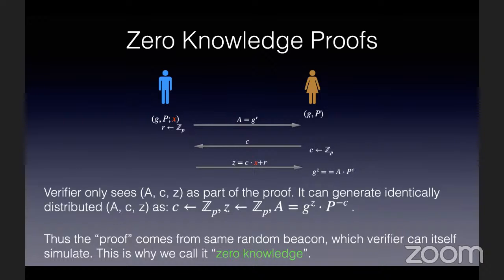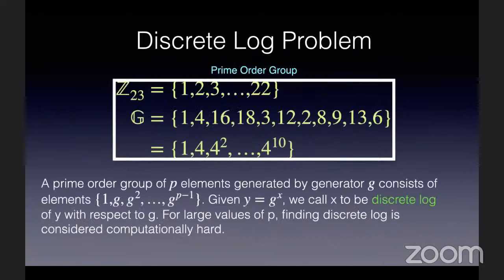Here, the modulo operation, for example, you have A equal to G to the Z, P to the minus C. So with the modulo operation, will that still hold? Is there any issue with that? Yes. So the way we interpret the modulo operation minus C is that we take the inverse of P, and then we take that to the power of C. So it's P inverse. With these groups, you always have inverses of elements.